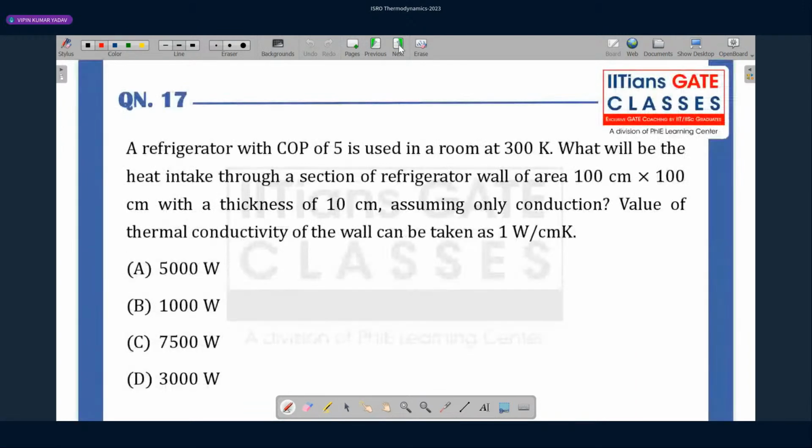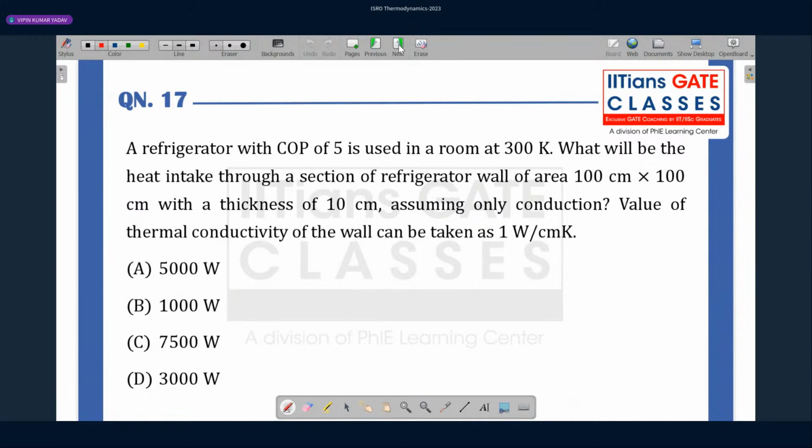Okay. A refrigerator with a COP of 5 is used in a room at 300 Kelvin. What will be the heat intake through a section of refrigerator wall of area 100 centimeter into 100 centimeter with a thickness of 10 centimeter, assuming only conduction? The value of thermal conductivity of the wall can be this.